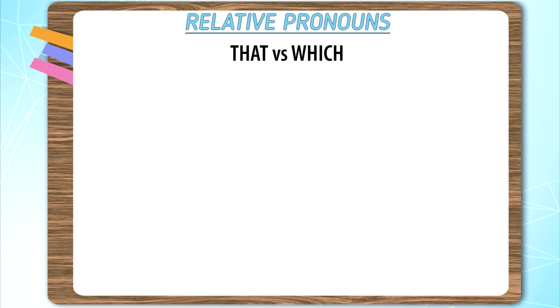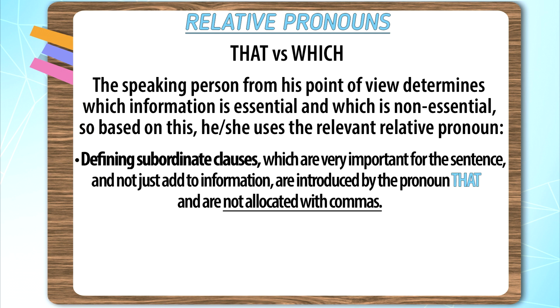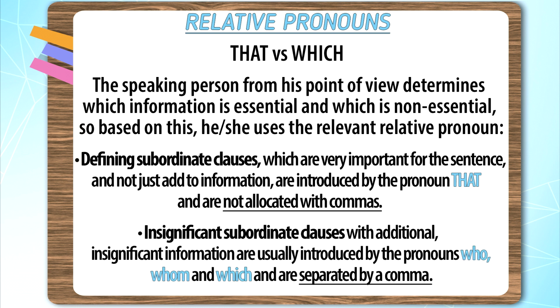That versus which. The speaking person, from his point of view, determines which information is essential and which is non-essential. So based on this, he or she uses the relevant relative pronoun. Defining subordinate clauses, which are very important for the sentence and not just add information, are introduced by the pronoun that and are not separated with commas. Insignificant subordinate clauses with additional insignificant information are usually introduced by the pronouns who, whom, and which, and are separated by a comma.